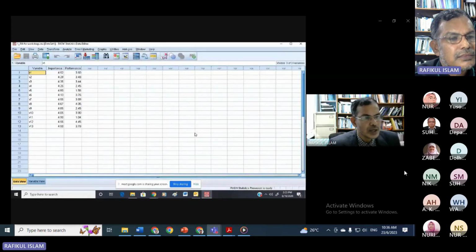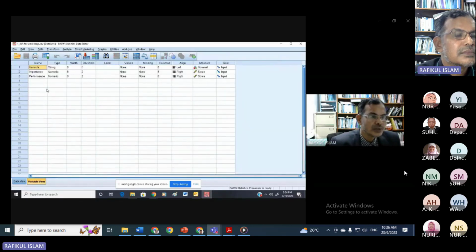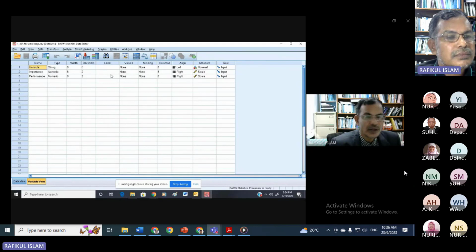First of all, we need to have an SPSS file like this. This SPSS file should have 3 variables. We can see the variable view. Out of these 3 variables, the first variable should be declared as a string variable and the other 2 as numeric variables. For the string variable, the measurement is nominal; for the numeric variables, the measurement is scale.